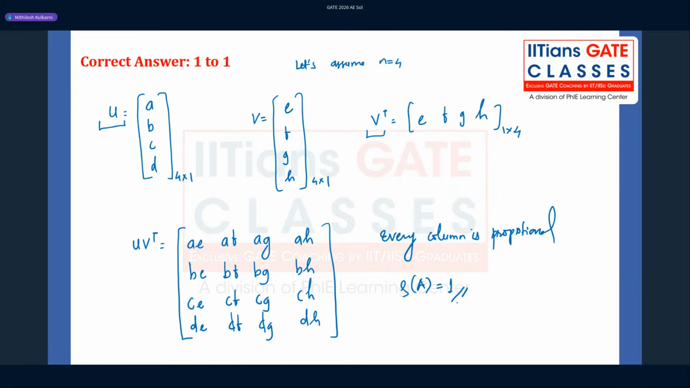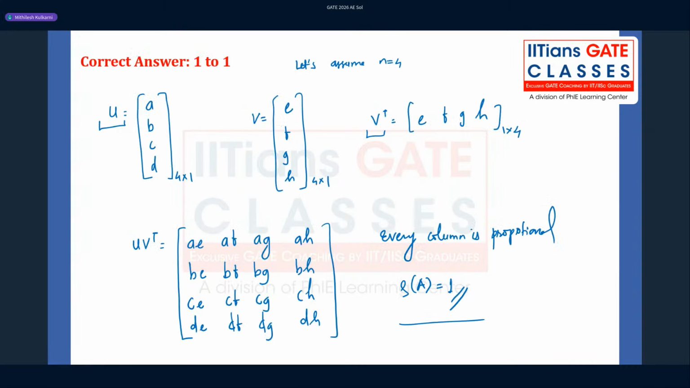So the correct option for this question is 1. Why? Because all the rows or all the columns are proportional, they are linearly dependent, and if you perform row operations or column operations, ultimately you will end up with only one non-zero row or non-zero column, and that's why the rank of this matrix is 1. I hope you are following it. Let me go to the next slide.